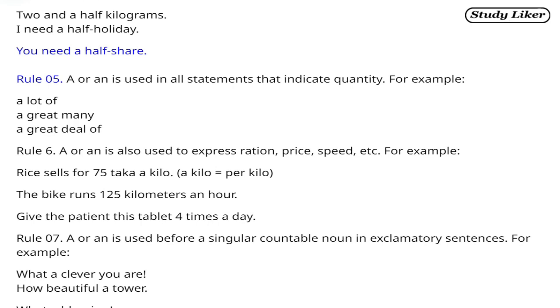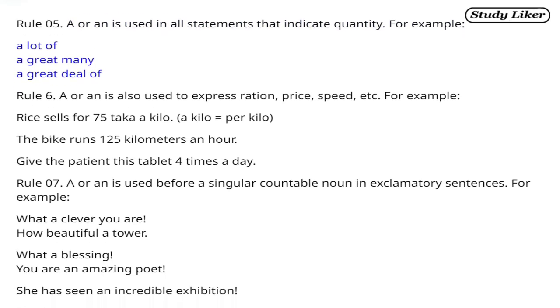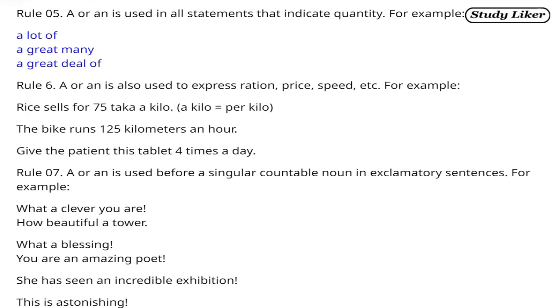Rule 05. A or an is used in all statements that indicate quantity. For example, a lot of, a great many, a great deal of. Rule 6. A or an is also used to express ratio, price, speed, etc. For example, rice sells for 75 taka a kilo.